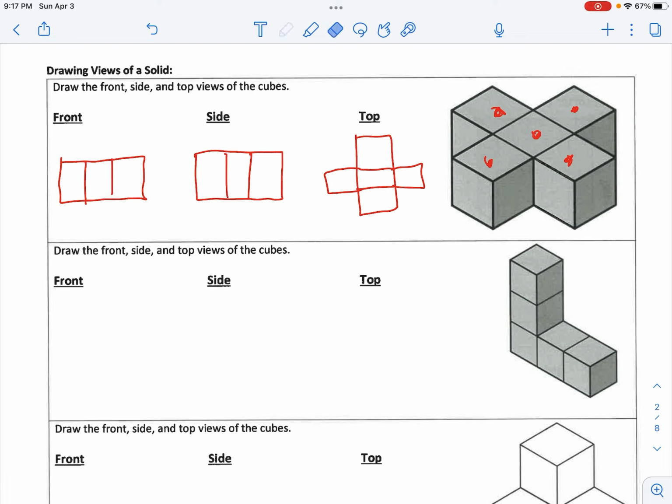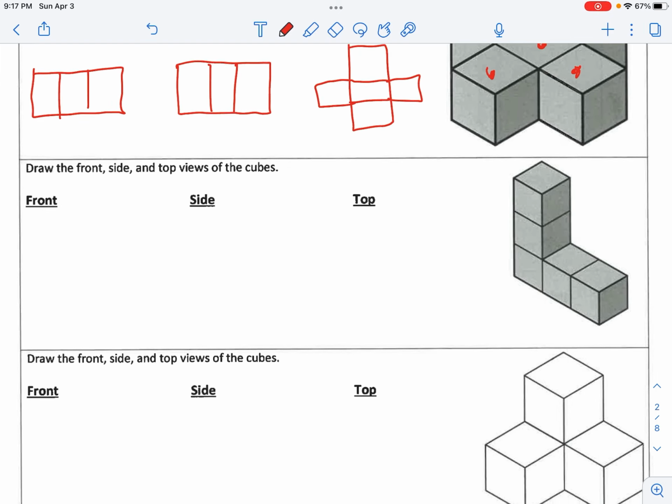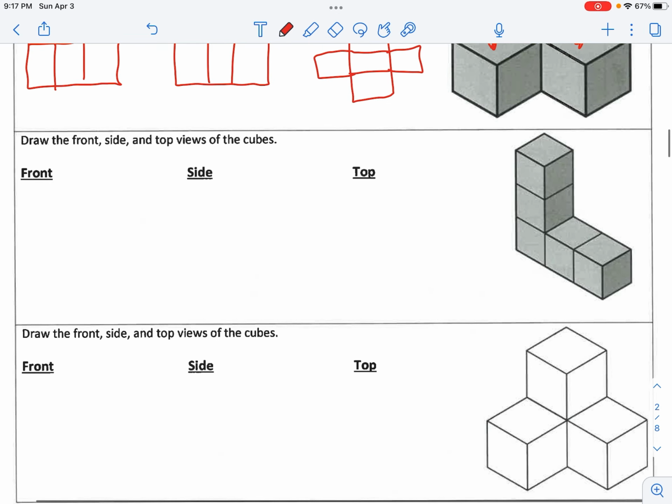Okay. If this is not making sense, please come see me before school or during seminar this week. Next, if you want to try these on your own, pause the video and then play it when you're ready to know the answers.